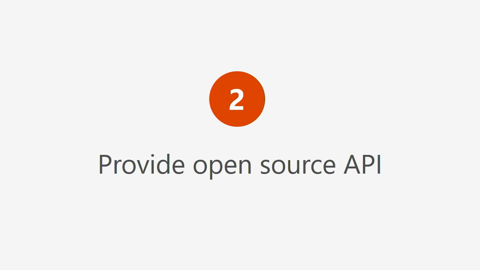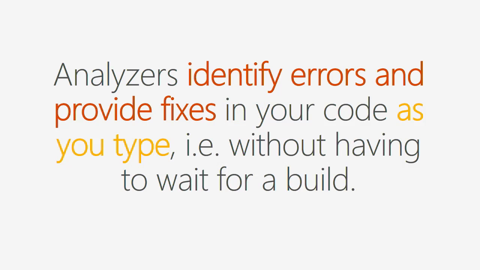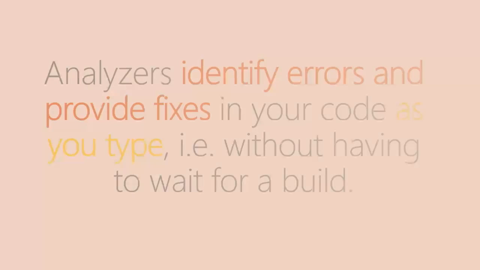We also put an extension point in it, so now anyone can write a custom analyzer to do this for you. You don't have to depend on our team to write whatever you want. If you think, oh, no method should be longer than 100 lines, you can write that analyzer, publish it, and distribute it on your team without ever having to go through us. Again, analyzers help you identify errors and provide fixes in your code as you type, and that is where the value of all of this is coming from. We can sit and talk about this all day, but we might as well just show it in practice.